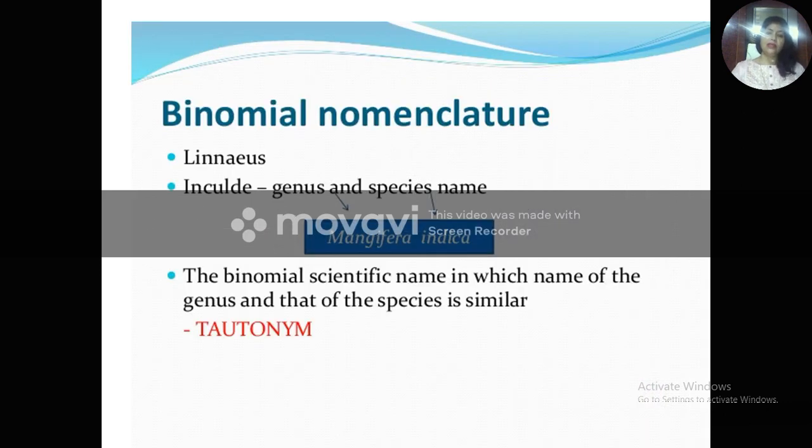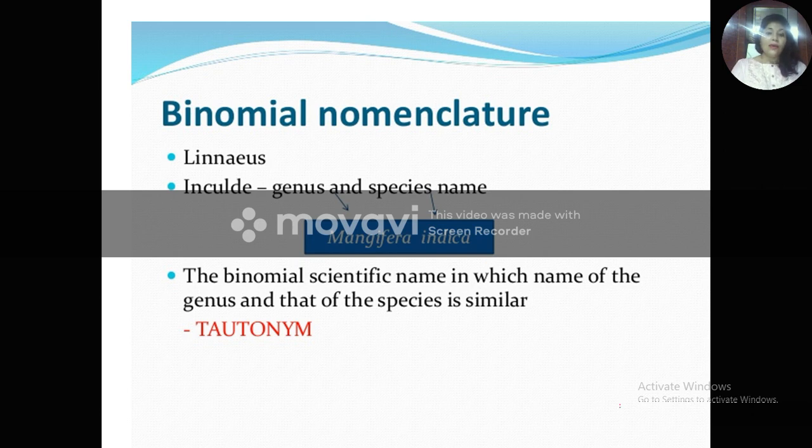So what is binomial nomenclature? Linnaeus suggested that every scientific name will have only two parts, not a polynomial but a binomial, where the first part is called the generic epithet and the second part is called the specific epithet. The generic epithet will start with a capital letter and the specific epithet will start with a small letter. Many of you have already studied this, I think, in your schools also.